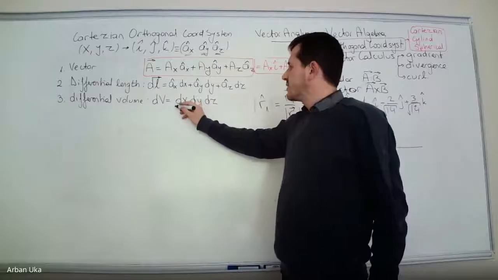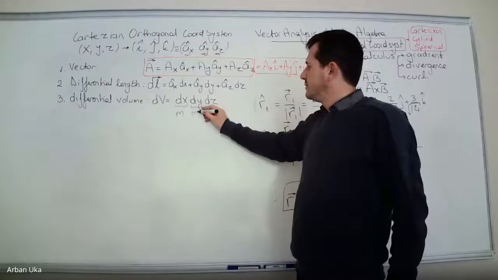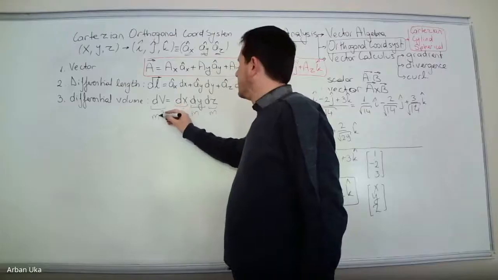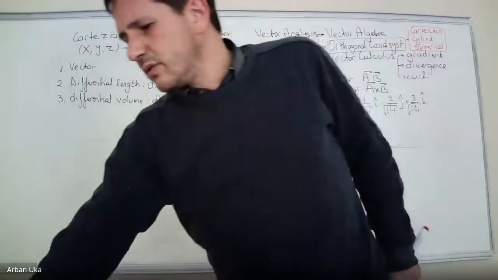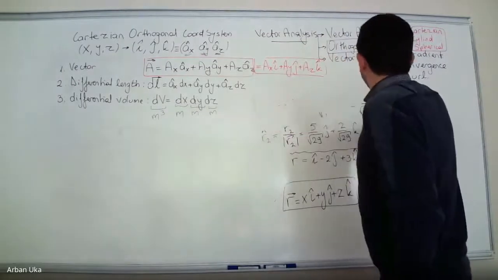Meters? That's correct. Okay, so this is meters, right? Yes. What about dy? Meters also. What about dz? Meters too. Volume? Meters cubed. That is correct. So we have to look at this carefully because this is not always this easy.